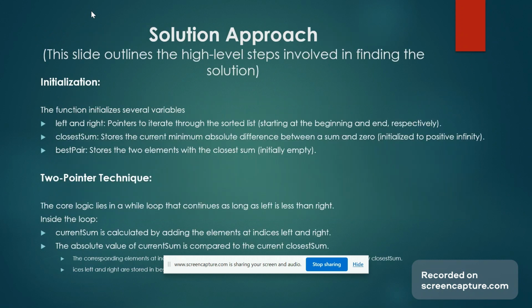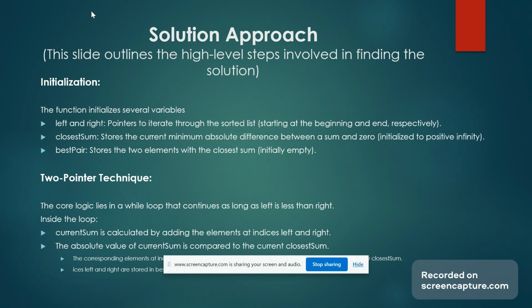So how are we going to approach the solution? We use a function called find closest sum pair, which tackles our problem of finding two elements in a list. Here's the breakdown. Initially, the function initializes several variables: the left and right pointers, which iterate through the sorted list starting at the beginning and end respectively, the closest sum variable, which stores the current minimum absolute difference between a sum and zero, and a best pair variable, which stores the two elements with the closest sum. It will be initially empty.